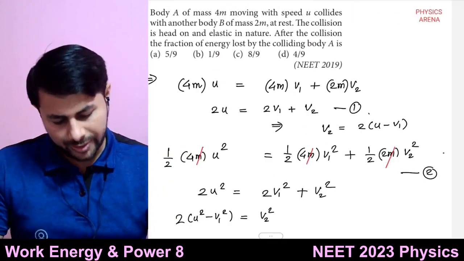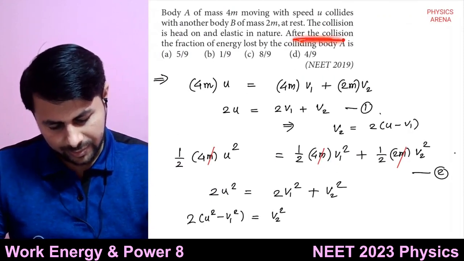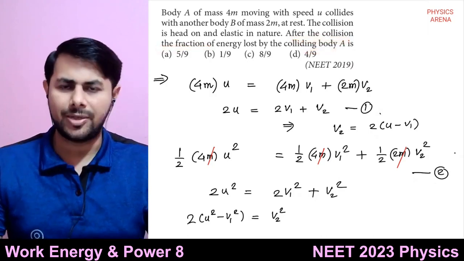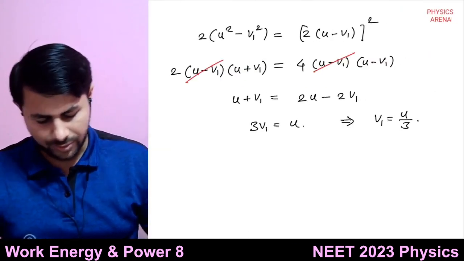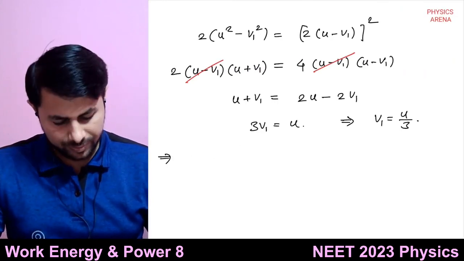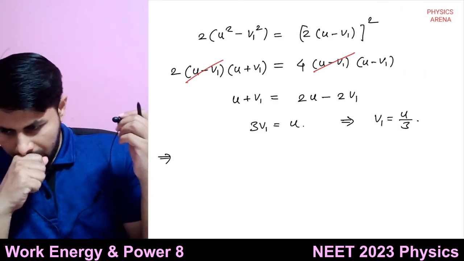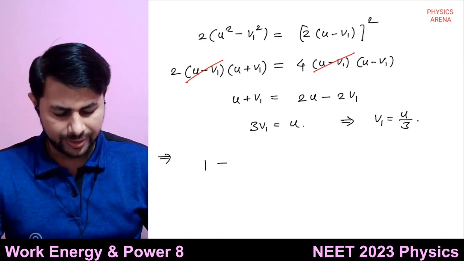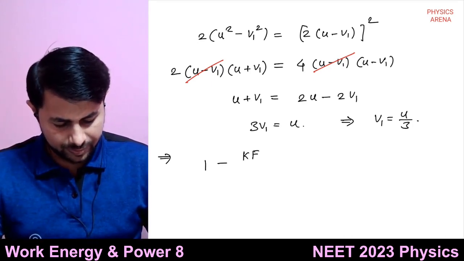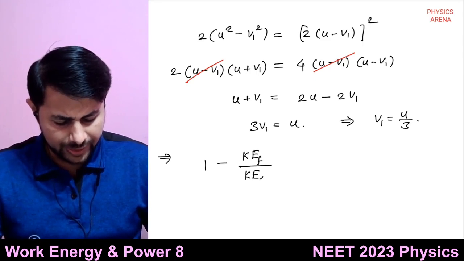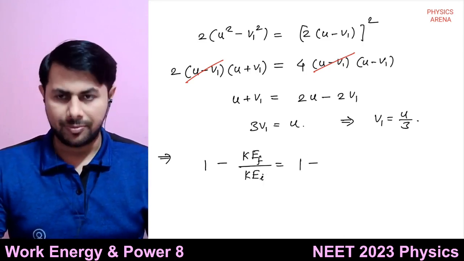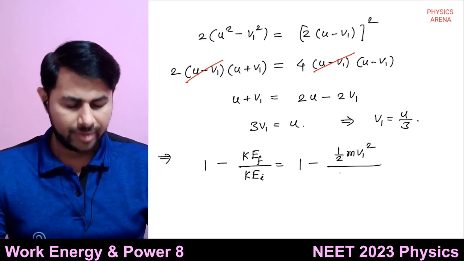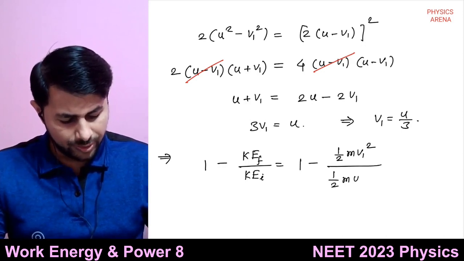And we want to find out what? The loss in kinetic energy. After the collision, the fraction of energy lost by body A is. So what will be fraction of energy lost? Fraction of energy lost will be 1 minus final kinetic energy divided by initial kinetic energy, right? So it is equal to 1 minus final kinetic energy, which is half of m into v1 square, divided by initial kinetic energy, which is half of m into u square.